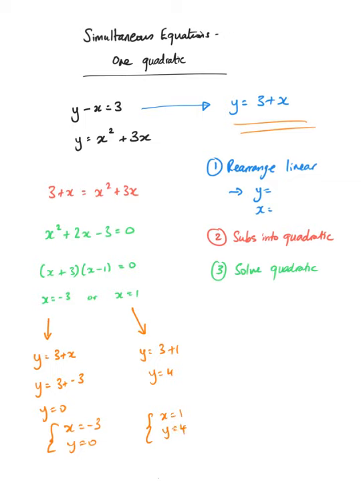And if you think about it, the reason that this happens, the quadratic graph would be a curve, would be a parabola, and the straight line is normally going to cross it twice. So our final step there is to substitute in to find the other value.